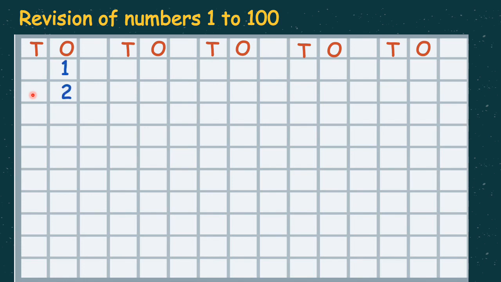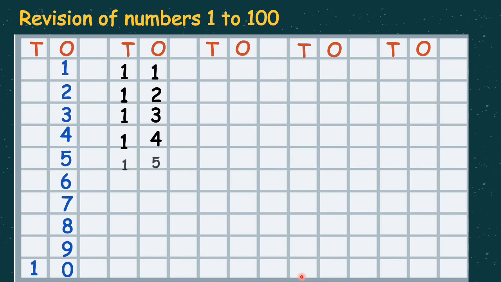1, 2, 3, 4, 5, 6, 7, 8, 9, 10. So 1 goes under the tens column and 0 goes under the ones column. 11, 12, 13, 14, 15, 16, 17, 18, 19, 20.